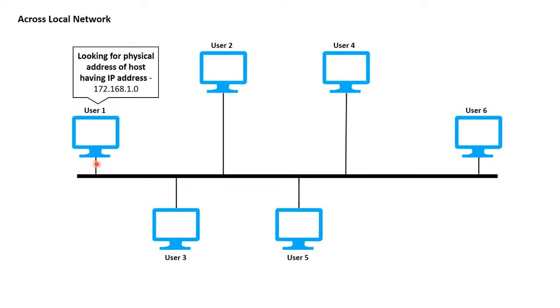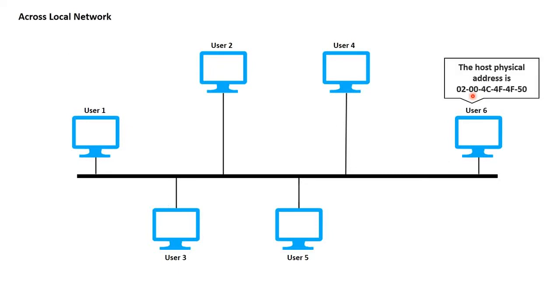So user 1 will first check if there is a MAC address for the corresponding IP address. If there is no entry found, then user 1 will broadcast a message to every device on the network. Each device compares its IP address to its own. Only the device with the matching IP address replies to the sending device.